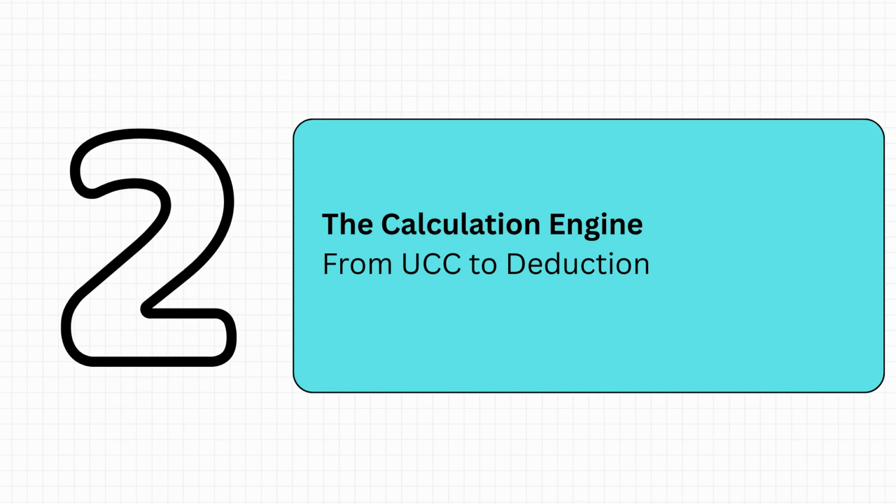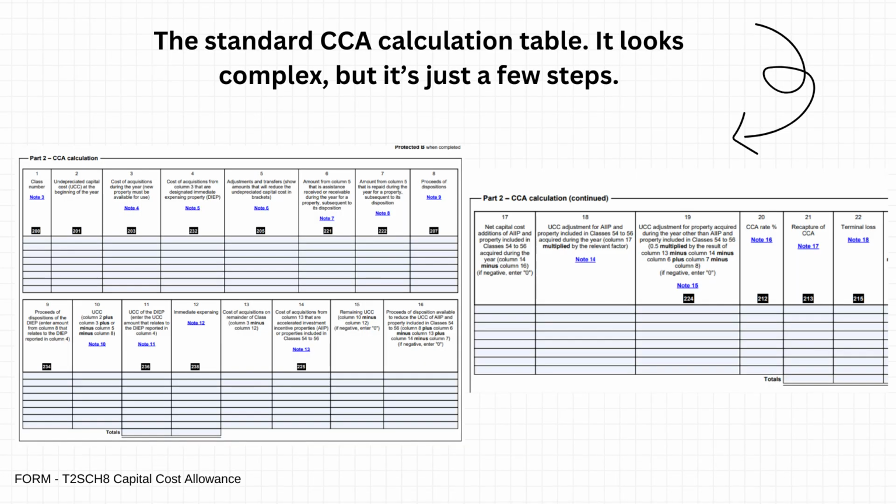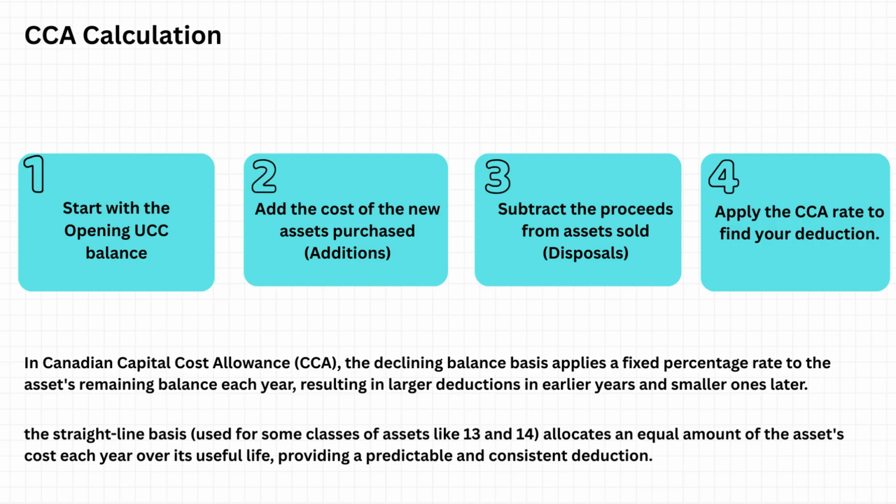Okay, so the foundation is built. You know what CCA is, and you know about pools and UCC. Now, for the fun part, let's pop the hood and see how this calculation engine actually works. I'm going to break it down. So it's really, really simple. Whoa, okay. Deep breaths. When you see the official tax form for this, it can look intense. I get it. It looks like you're trying to do rocket science, but I promise you, most of this is just noise. We're going to cut right through it because it really just boils down to a simple logical flow.